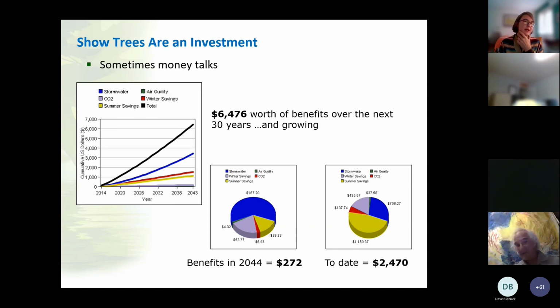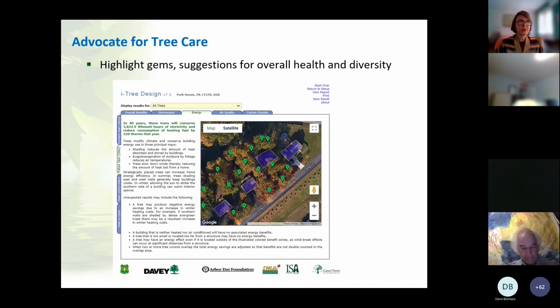Sometimes you want to be able to take the message that trees are an investment, right? Sometimes money talks, it just does. Whether or not you can start to talk to people about how trees are good for things like property value. Otherwise, from a program like Design, you can see the impact, not just the value that a tree presents in the present day, but also 20 years down the road. It can be a really useful tool to advocate for caring for trees, showing people immediately, look, this is right here in our community. These are the impacts for overall health.